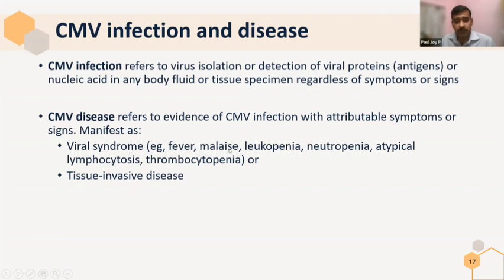Viral syndrome can be in the form of a mononucleosis like picture, where a patient can have fever, malaise, leukopenia, neutropenia, atypical lymphocytosis, hepatosplenomegaly, and thrombocytopenia. And tissue invasive disease can be in the form of GI disease, nephritis, lung involvement, retinal involvement, etc.